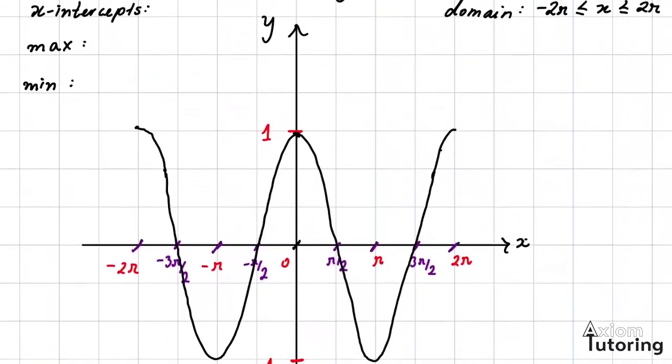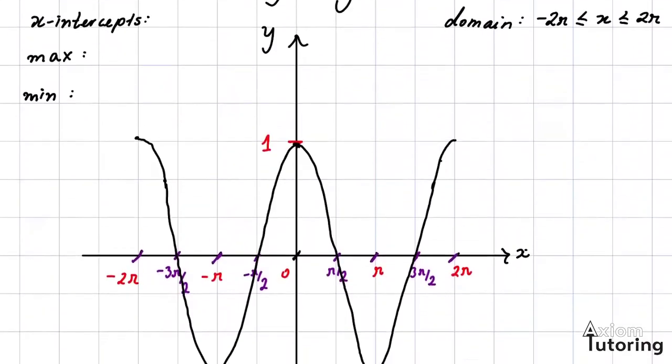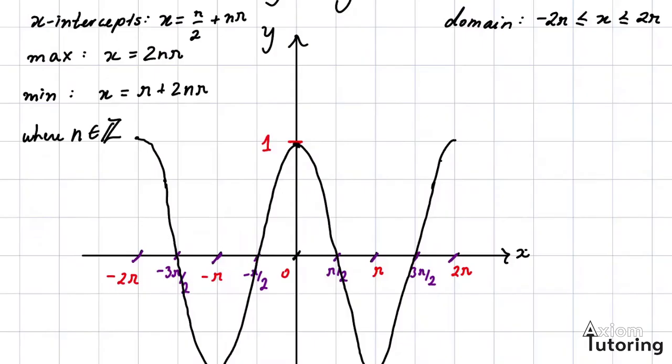Again, we can generalize here because our cosine has a period of 2 pi, so it repeats itself every 2 pi units. The x-intercepts for cosine will occur at x equals pi over 2 plus n pi. The maximum points occur at 2n pi, and the minimum points occur at x equals pi plus 2n pi, where n is an integer value.